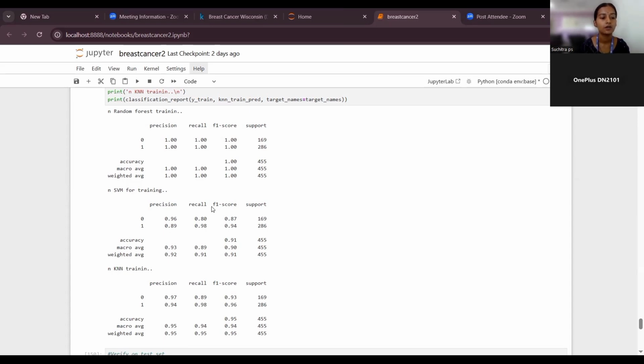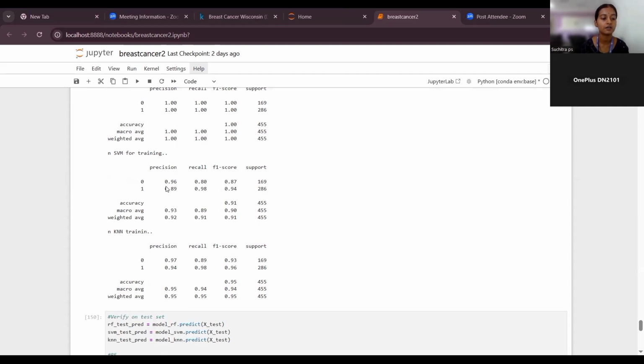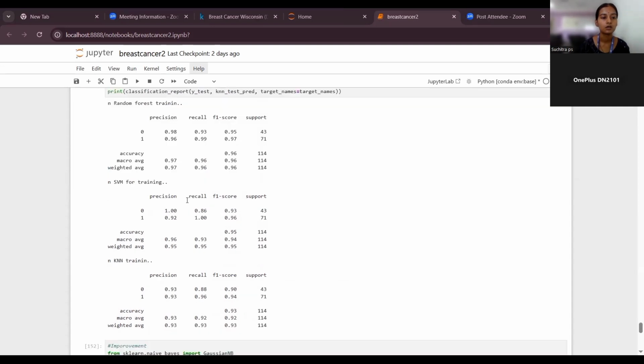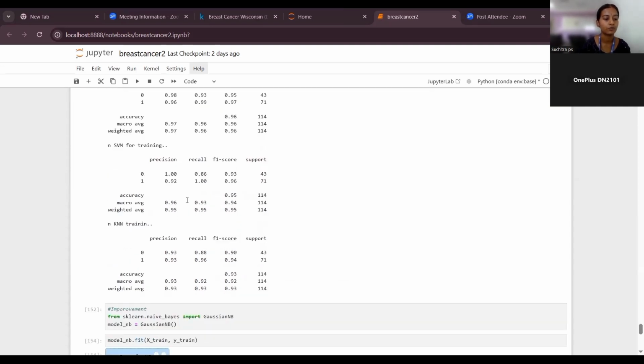Class 0 here indicates benign, and 1 indicates malignant. The precision is 94 percent: predicted class zeros were correct. For recall, 88%, it found 88% of all actual class zeros. And then the f1 score is 91%, a good balance between precision and recall. And then the overall accuracy is 94 percent.